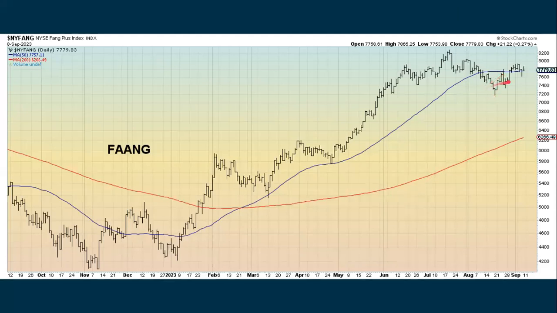The FANG index has been holding up fairly well. This is a daily chart, and we're still above the 50-day moving average, and we're still in a longer-term uptrend. This is Facebook, Amazon, Apple, Netflix, Google, and a host of others that have been added to this index.